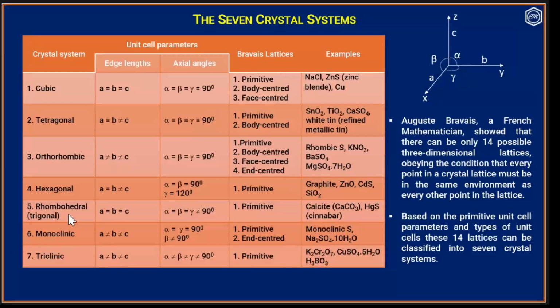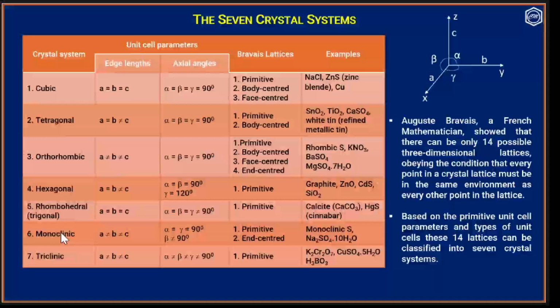Fifth one is rhombohedral. It is also known as trigonal. Here a = b = c, and α = β = γ, but they are not equal to 90 degrees. Only one Bravais lattice is possible, that is the primitive one. Examples are calcite, calcium carbonate, mercuric sulfide, etc.